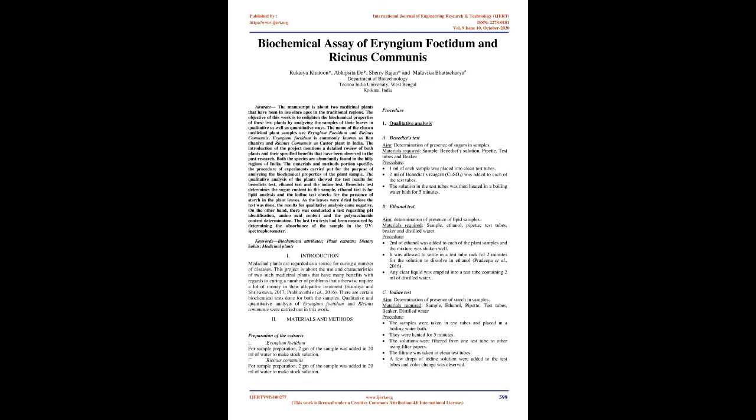The materials and methods portion specifies the procedure of experiments carried out for the purpose of analyzing the biochemical properties of the plant sample. The qualitative analysis of the plants showed the test results for Benedict's test, ethanol test, and the iodine test. Benedict's test determines the sugar content in the sample, ethanol test is for lipid analysis, and the iodine test checks for the presence of starch in the plant leaves. As the leaves were dried before the test was done, the results for qualitative analysis came negative.